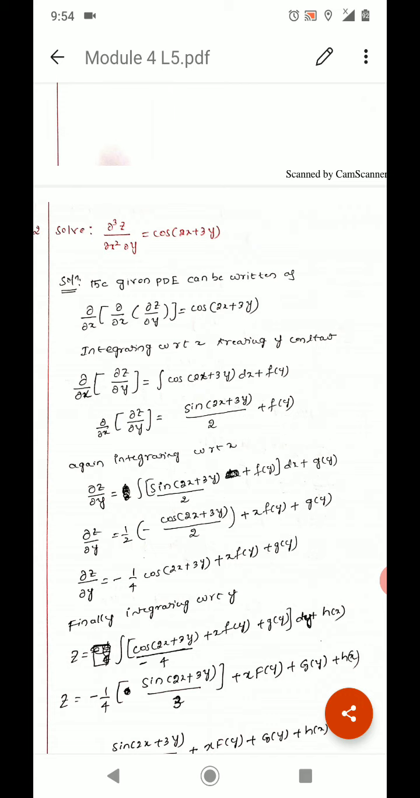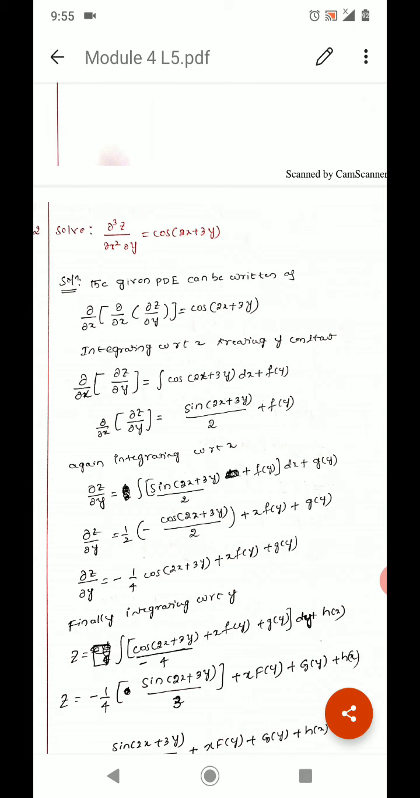So splitting that, we can write it as del by del x of del by del x of del z by del y, which is equal to cos of 2x plus 3y. To eliminate del by del x, we have to integrate with respect to x, treating y as constant. Therefore one del by del x gets cancelled. We have remaining del by del x of del z by del y, which is equal to the integration of cos of 2x plus 3y with respect to x, plus adding the function of y, f of y.